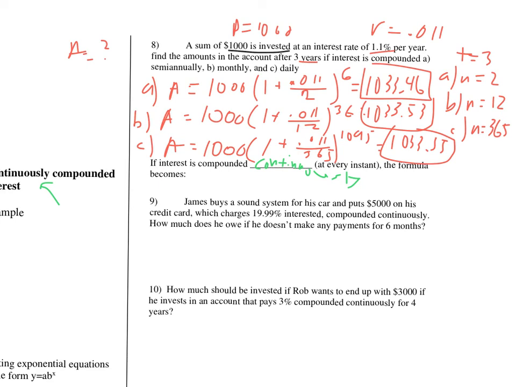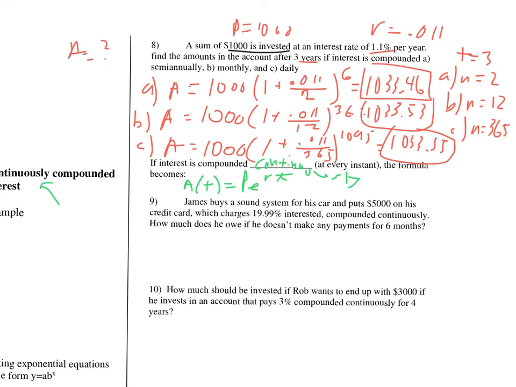So for continuously, that's more than every second. It is just every instant, constantly being compounded. And when that happens, this is the formula. It is A of t equals P times e to the power of rt. And so that's where that e comes in here. It is the formula when it gets compounded continuously. So we'll start using this formula now.